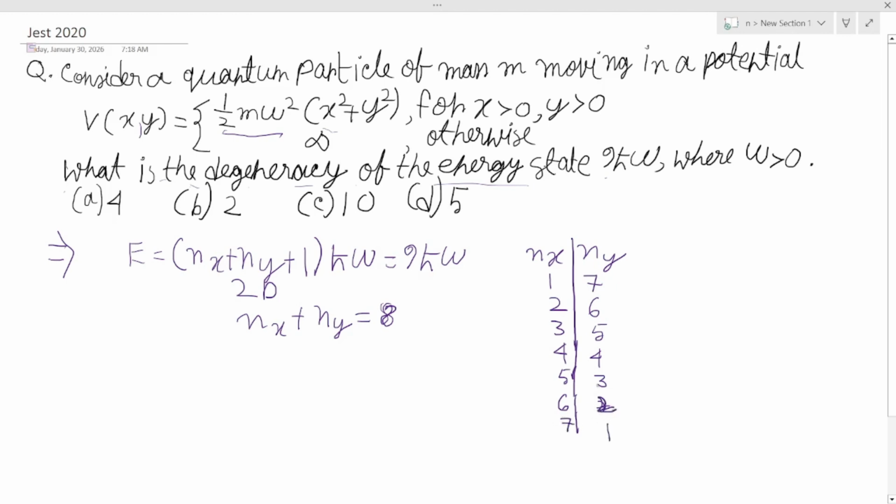As I said earlier, only odd states are accepted. So the accepted states are 1 7, 3 5, 5 3, and 7 1, and the states 2 6, 4 4, and 6 2 are not accepted. So the value of degeneracy is 4. Hope you understand the video.